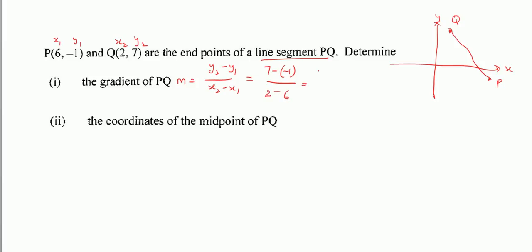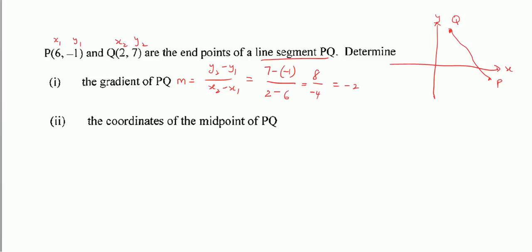7 minus minus 1 will give me 8, and 2 minus 6 will give me minus 4, which will give me minus 2. So the gradient of PQ is minus 2. Notice we got a negative here, because just by looking at the sketch, we can see that the line has a negative slope.